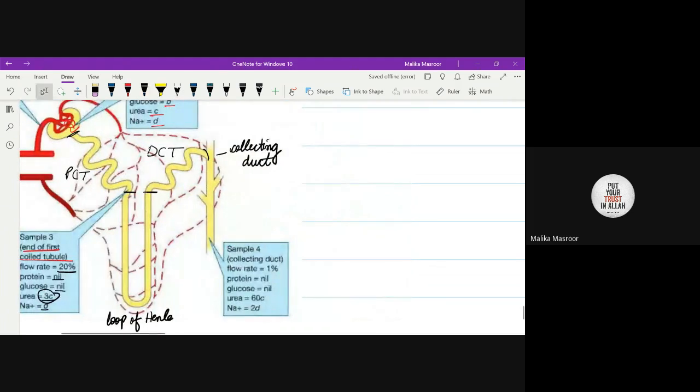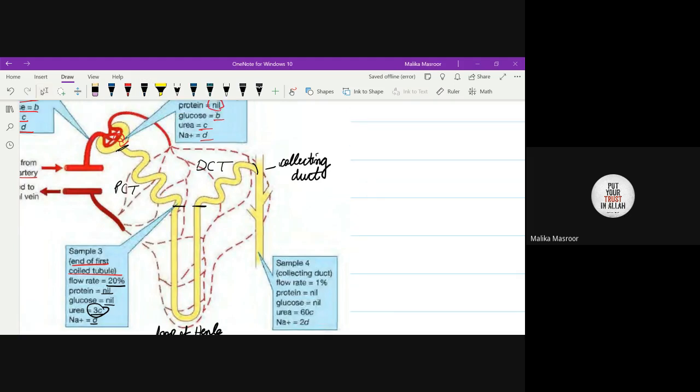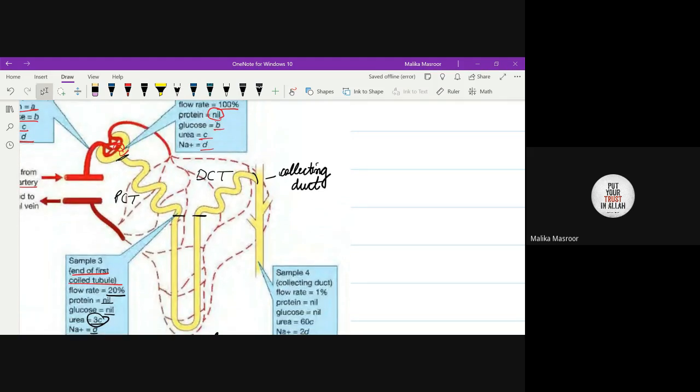Fourth sample is taken from the collecting duct. Now look at the difference. In the PCT there was glucose, right? Now where did the glucose go? It got reabsorbed back into the blood. It will not move forward with the filtrate. See, these red lines are all capillaries surrounding it, so there is constant exchange of material. It got reabsorbed back into the blood. It will not be lost in the urine.